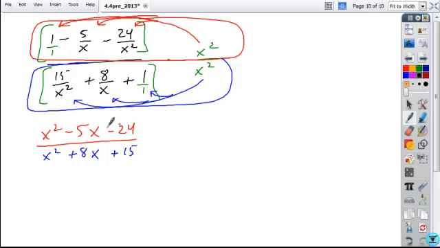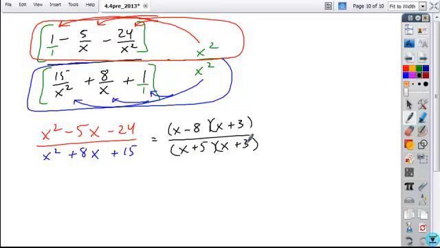And now I can look to continue reducing here. I have binomial factors. First term's x. The second terms are the two factors of negative 24 whose sum is negative 5. So negative 8 and positive 3. In the denominator, again, I can find binomial factors, x and x. My two factors of positive 15 whose sum is plus 8 is plus 5 and plus 3. I can then cancel my common factor, and I'm left with my answer, x minus 8 over x plus 5.